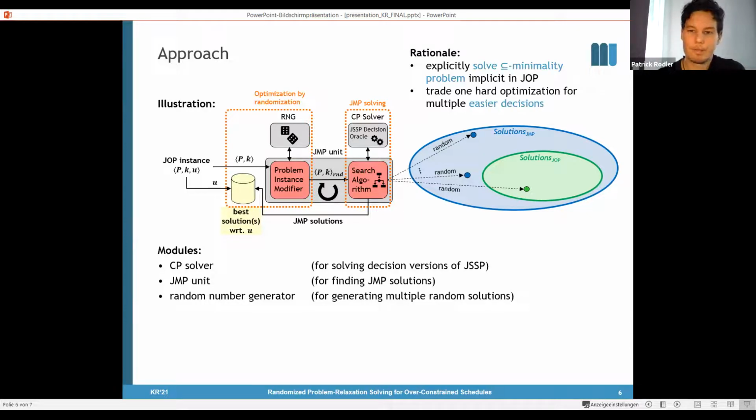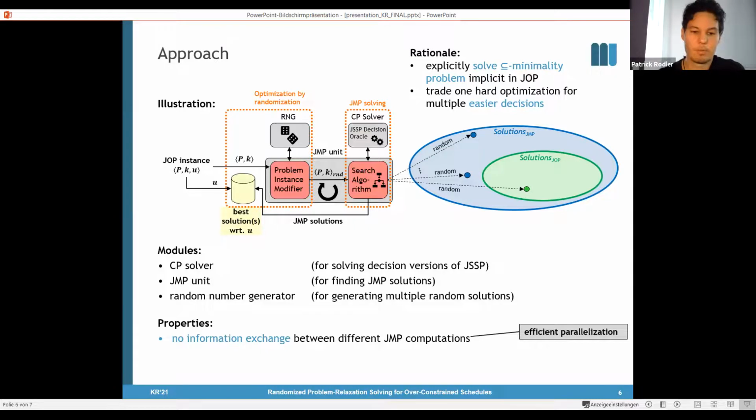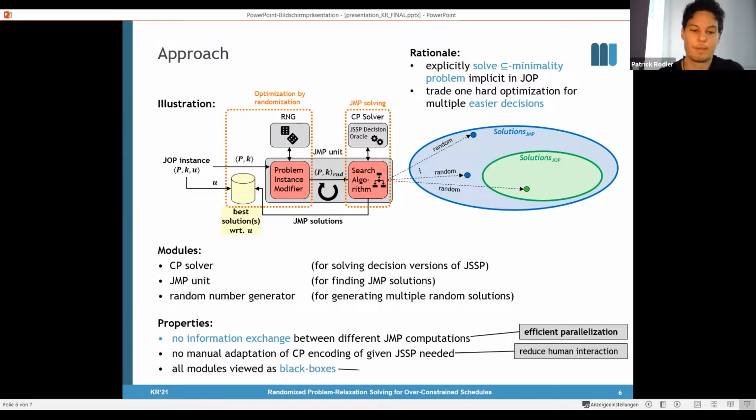So the main rationale is to solve the implicit subset minimality problem in JOP explicitly, and in this vein to trade one hard optimization for multiple easier decisions. And this approach has several favorable properties. First, we have no information exchange that is necessary between the different JMP computations, which allows us to efficiently parallelize this approach. Then we have no additional human interaction that is required, and all modules are viewed as black boxes, so we can instantiate them by the most suitable algorithms for a particular problem.